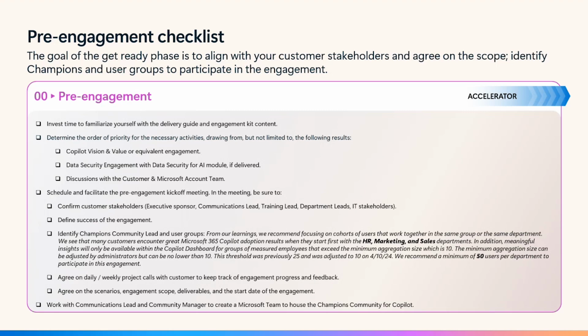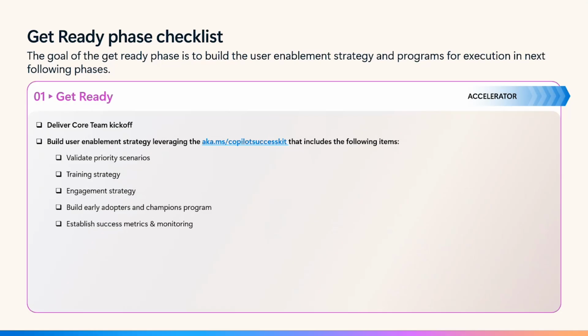There are many things under the checklist. I have a checklist here under the pre-engagement, and we can check it, and maybe we can use many points from this. So I will go with the next one. We already talked about how to validate priority scenarios, training strategy, engagement strategy, to build the early adopters and champion program, and establish success metrics and monitoring.